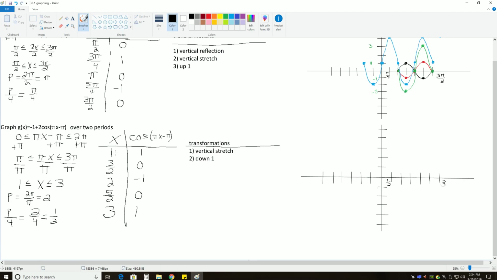So now let's plot these points. We have 1, 1 right here. And we'll make a quick note that this is a distance of 1 on our y-axis. This is a distance of -1. Then we have 3/2, 0 right here. 2, -1, which is right here. 5/2, 0.